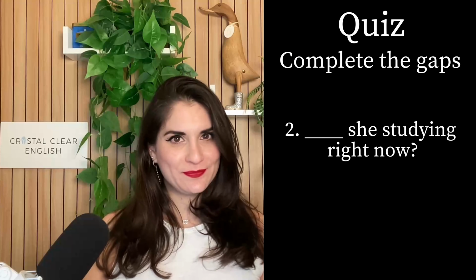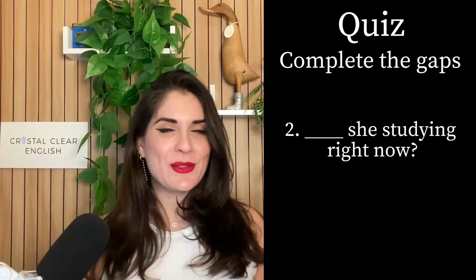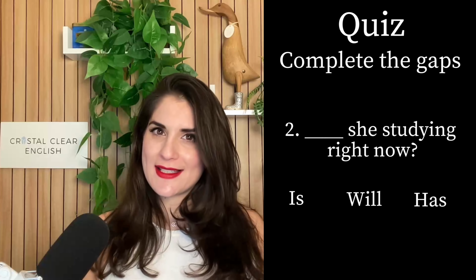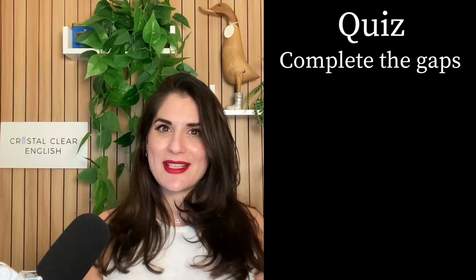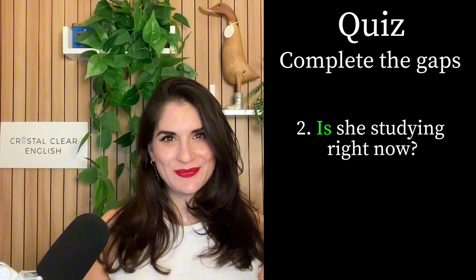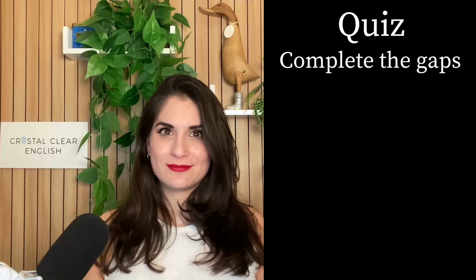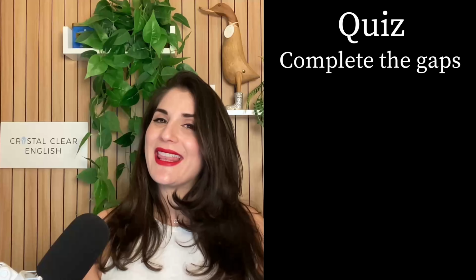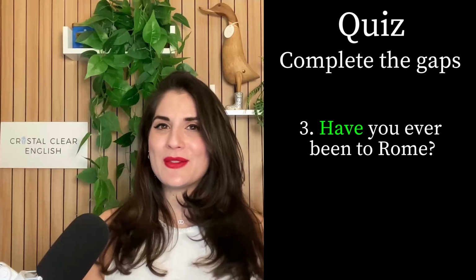Question number 2. She's studying right now. Is, will, or has? And the answer is, is she studying right now? Question number 3. You ever been to Rome? Do, have, or will? And the answer is, have you ever been to Rome?